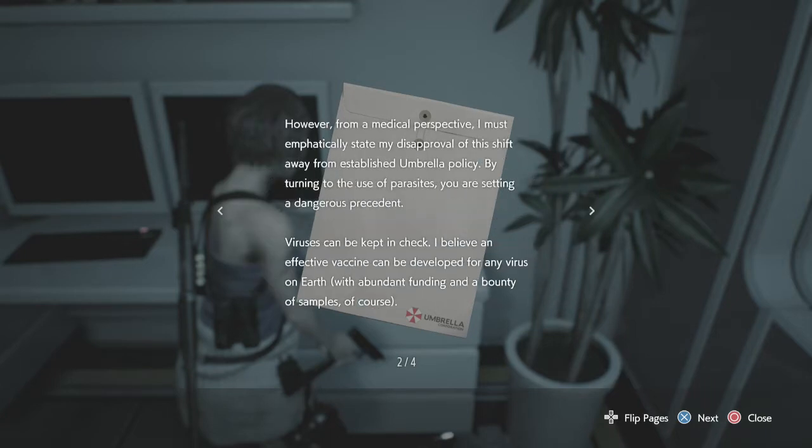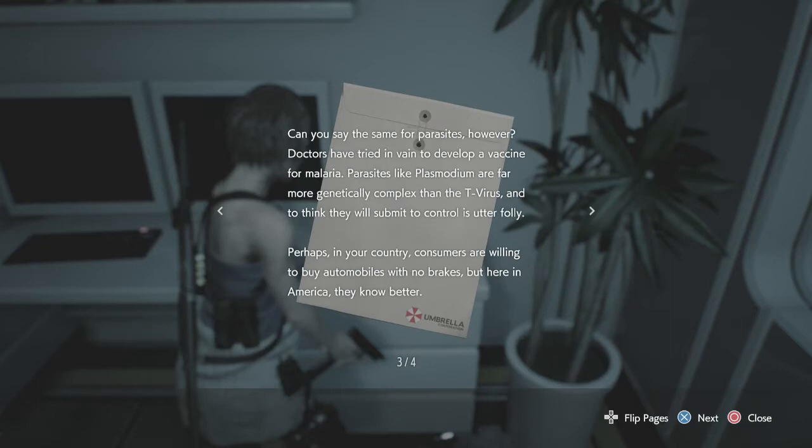However, from a medical perspective, I must emphatically state my disapproval of this shift away from established Umbrella policy. By turning to the use of parasites, you are setting a dangerous precedent. Viruses can be kept in check. I believe an effective vaccine can be developed for any virus on Earth, with abundant funding and a bounty of samples, of course.